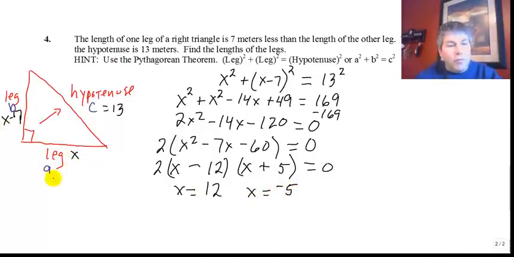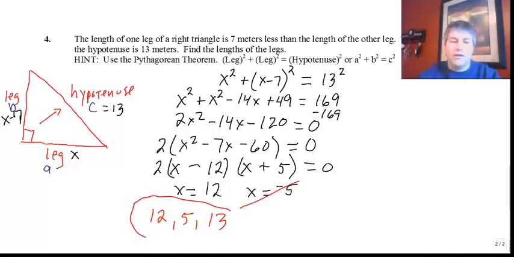So x represents one of the lengths of the side of the triangle. So in this case, x can't be negative because we're not going to have a negative length. So if x is 12, one side of the triangle is 12. The other side of the triangle is 12 minus 7, or 5. And the other, of course, the given side is 13. So the lengths of the sides of our triangle are 5, 12, and 13. And the legs are both 12 and 5.